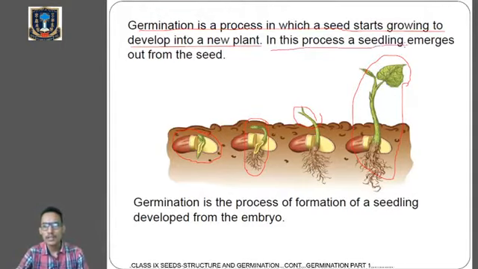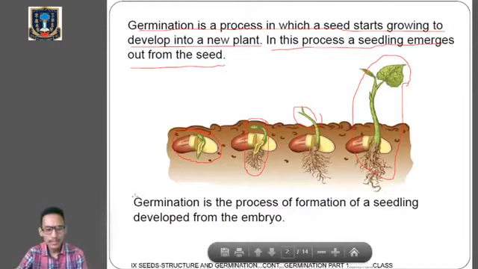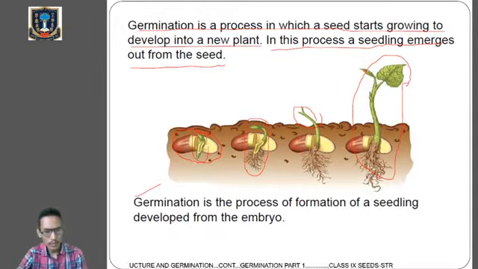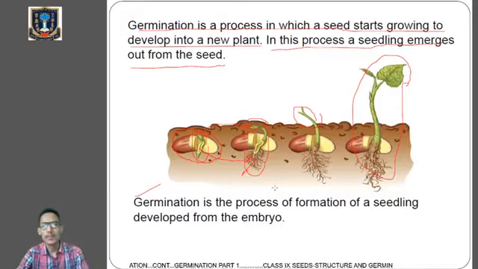In this process, a seedling emerges out from the seed. We can also define germination as the process of formation of a seedling developed from the embryo. This structure is the embryo, which is composed of the radicle and the plumule. From the radicle there will be formation of the root, and from the plumule there will be formation of the future shoot. Whenever the seed starts germinating, it will develop into a seedling, and the seedling will develop into a new plant. Clear? So remember the definition of germination.